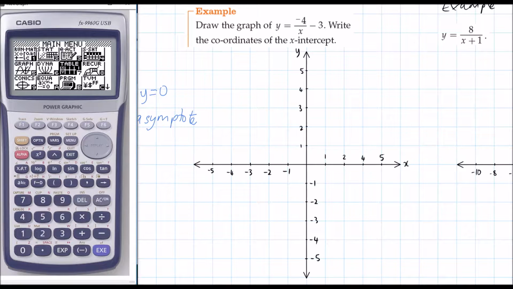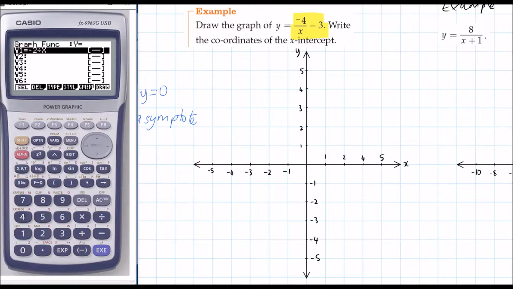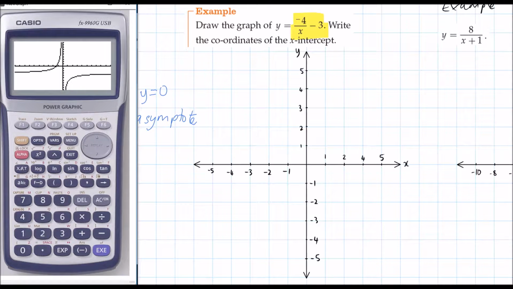Okay, so here's our next example. We're looking at this one here, and once again we'll have a look at what it looks like on our graph, just to get an idea of what's happening. So that's negative 4 divided by x minus 3. There we can see our graph, kind of what it looks like, but we need some values for this.